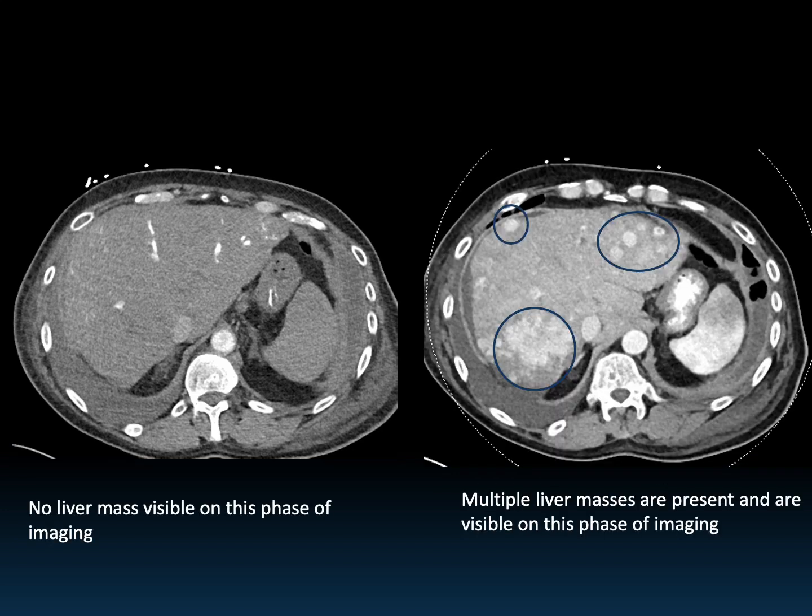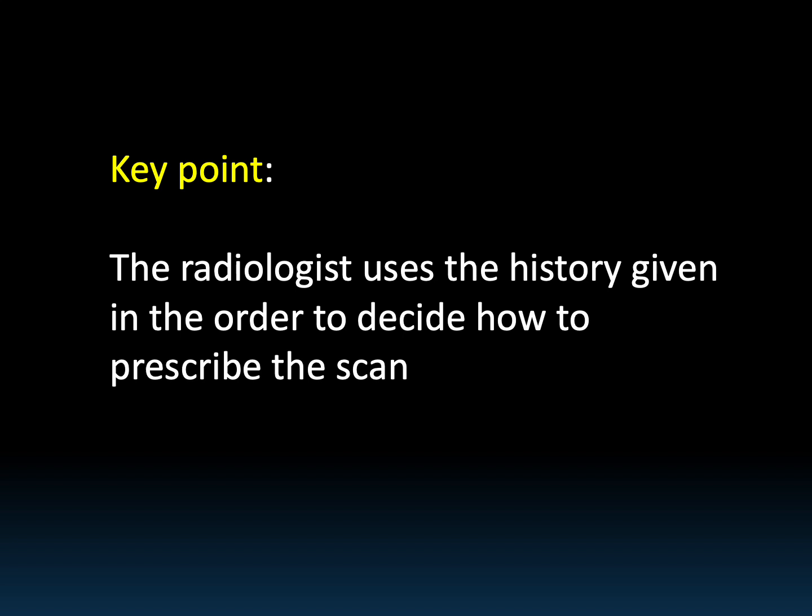So this is the same patient, and scanning was performed in two different phases. As noted on the last slide, you can't see the liver metastasis on the image on the left because the timing was off. However, on the image on the right, which was optimized for detection of these lesions, you can see the brightly enhancing metastases are very conspicuous. So really important to make sure we're scanning in the right phase. So the key point here is that a radiologist uses the history given in order to decide how to prescribe the scan, which directly impacts the test sensitivity.